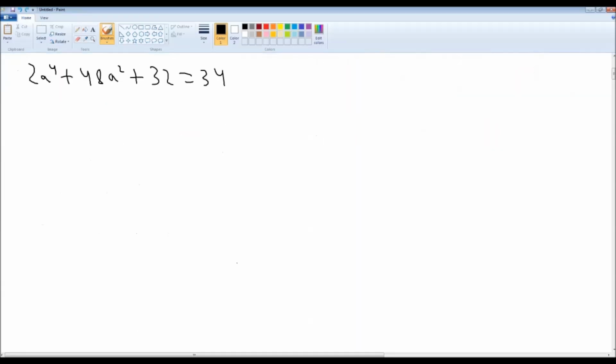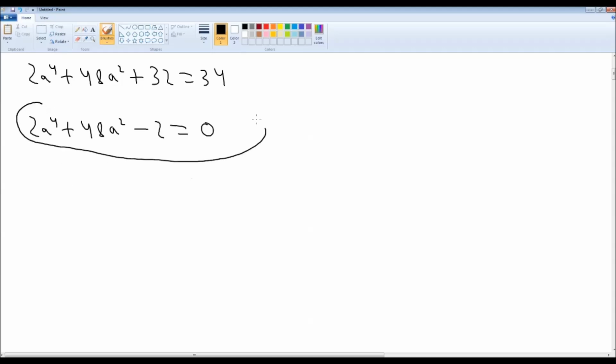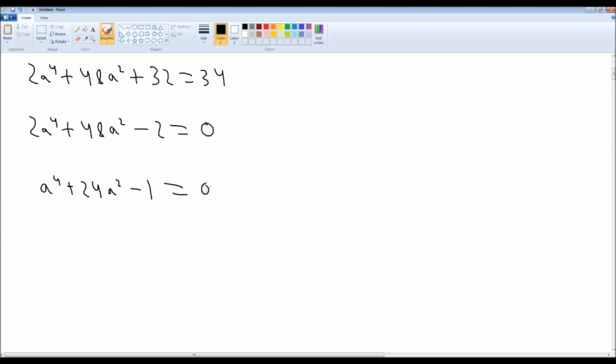And now this looks awfully like a quadratic, doesn't it? Let's try to make the right side a 0 by moving the 34 over here. So subtracting 34 from both sides, we see it's logically equivalent to this. And now since all three of these are even, why don't we divide by 2 just to make our lives easier? This is logically equivalent to a to the 4 plus 24a squared minus 1 equals 0. Because of course 0 divided by 2 is just 0.